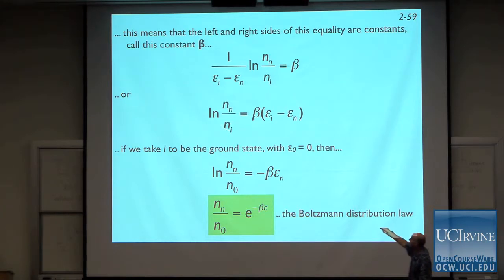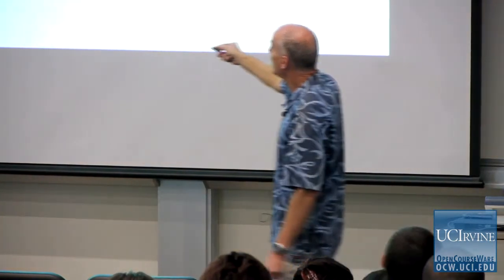Okay, now if we choose one of these to be the ground state, let's say that one, i, so instead of n sub i, we'll have n sub 0. Let's assume that the energy of the ground state is 0, in other words, that there's no zero-point energy. And so instead of having E sub i minus E sub n, we're just going to have minus beta times E sub n, because E sub i is equal to 0. It's the ground state. So we get this expression here, and if we take the exponential of both sides, we get this expression right here.